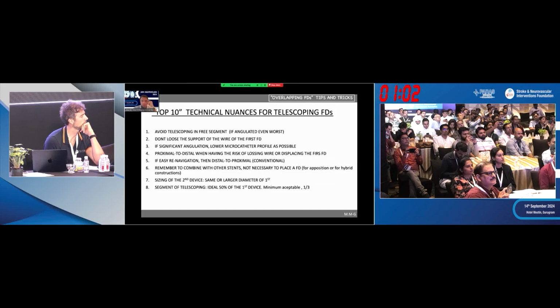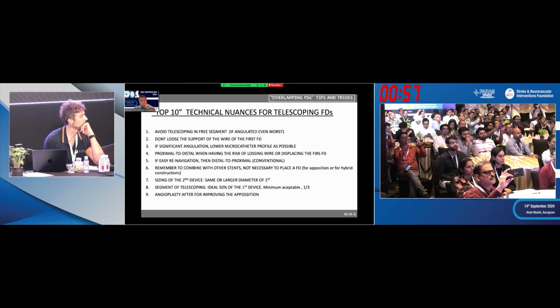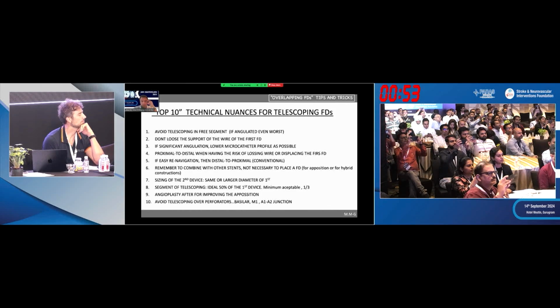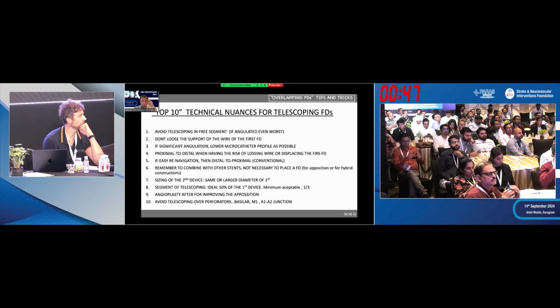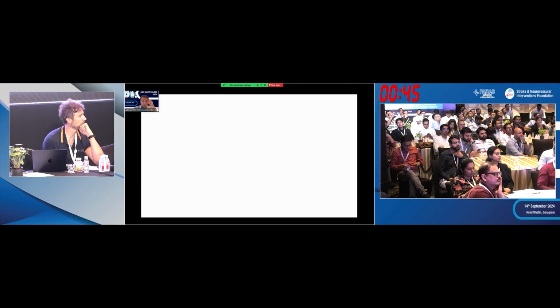The minimum should be 1/3, not less. And my recommendation: give an angioplasty after placing both flow diverters for improving their position. And remember, avoid telescoping over perforators like the basilar, M1, or the A1, A2 junction, for minimizing the possibility of having problems.